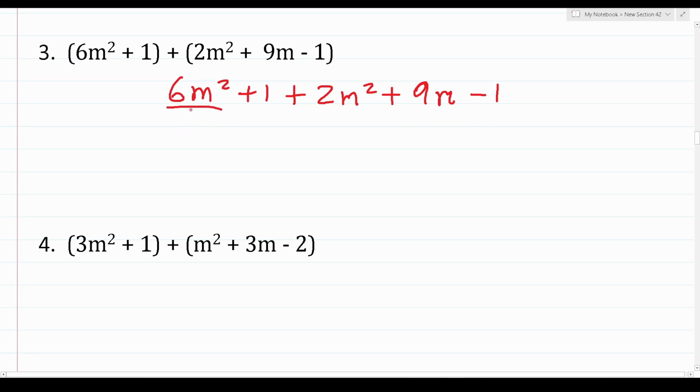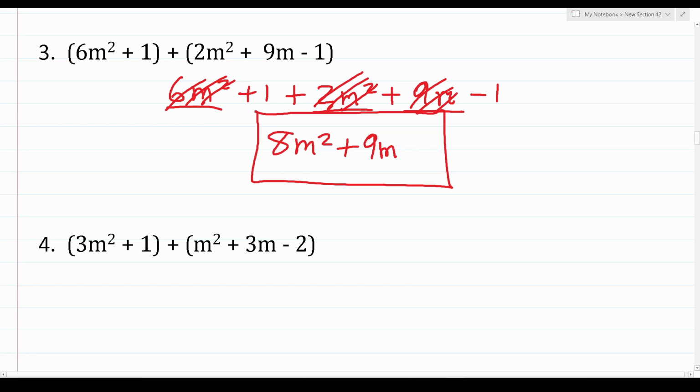Let's start right here. We have 6m squared, so we're looking for another term that has m raised to the second power. We can see that's right there, so let's combine 6m squared and 2m squared to be 8m squared. And now that we've combined them, let's cross them out. Again, a letter variable is going to come before a whole number. So we're going to jump right here to this 9m. We don't see any like terms with 9m, so we'll just go ahead and bring it down accordingly. Cross it out. And then we have +1 minus 1, which is just 0. And we don't have to write +0 here. So we're done with this one.